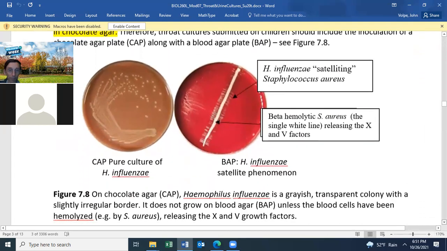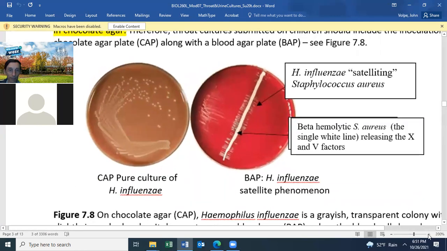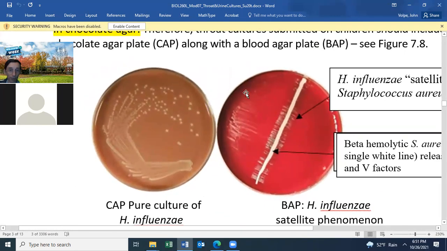This is showing you that this plate has been streaked with Haemophilus influenzae right here. And as you can see, there is no growth in this region of the plate. And the streaking goes all the way down to here. And you can see Haemophilus influenzae growing in this region of the plate. The reason is this right here is a streak of Staphylococcus aureus. Staphylococcus aureus has beta hemolytic activity, which you can't really see in this plate here.